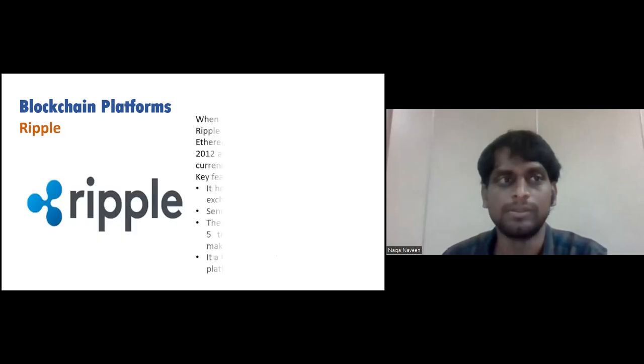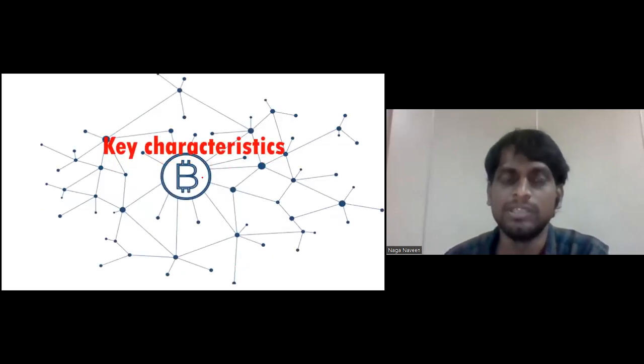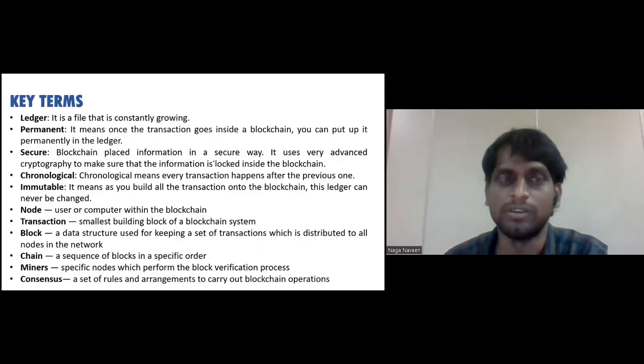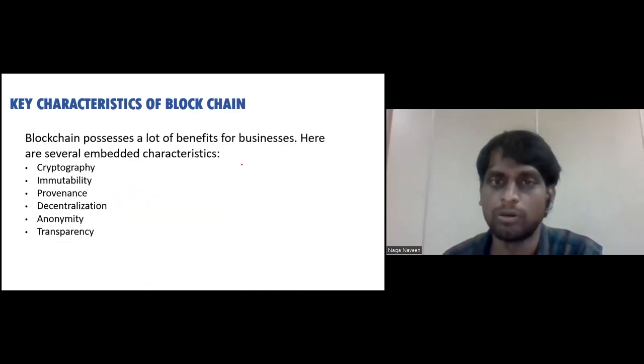Okay. Next, Ripple. Ripple is also a blockchain. It helps connect banks, digital assets, exchanges, and payment providers, and it is used to send money globally with ease. It is faster actually. Next, key characteristics. What are the key characteristics of blockchain? These are the terms you should know before learning further. We'll look at these key terms as we go through this presentation.